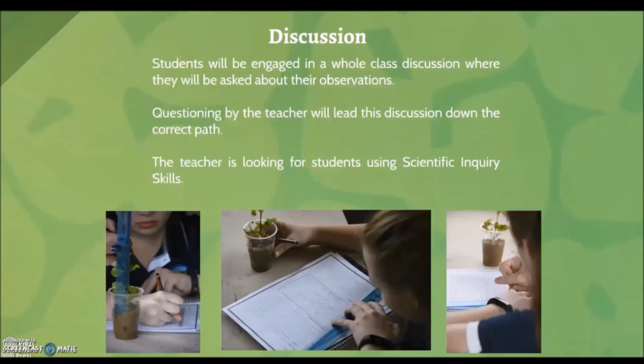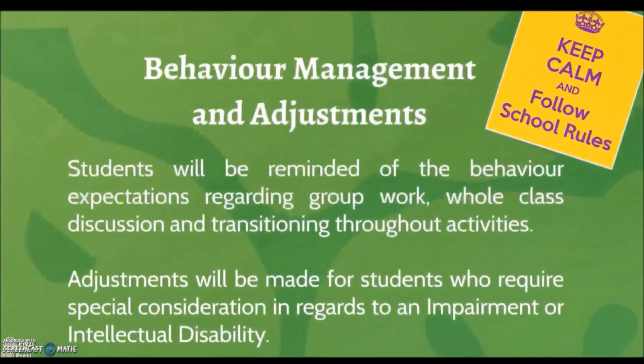Questioning from the teacher will guide this discussion. Questions the teacher could ask are: what were your observations? Why do you think that happened? Did you think that would be what happened? Why or why not? Throughout this activity, the teacher will be looking for students using scientific inquiry skills, inferencing, analysing, taking notes for observations, i.e. measurement of plants, and filling in data.